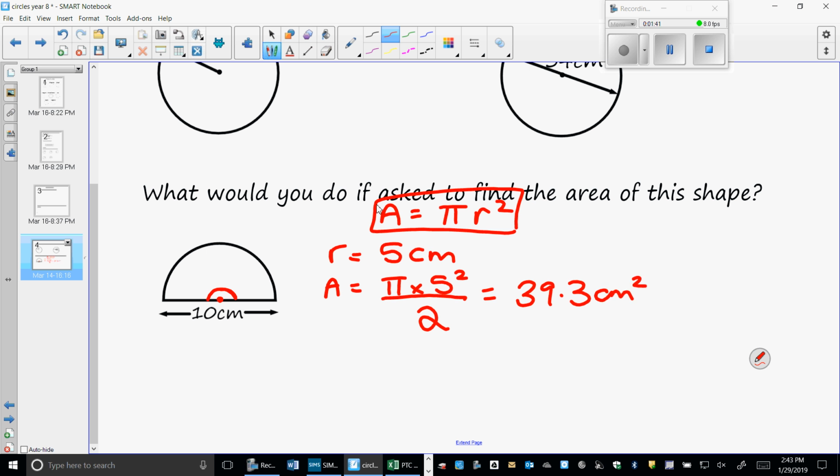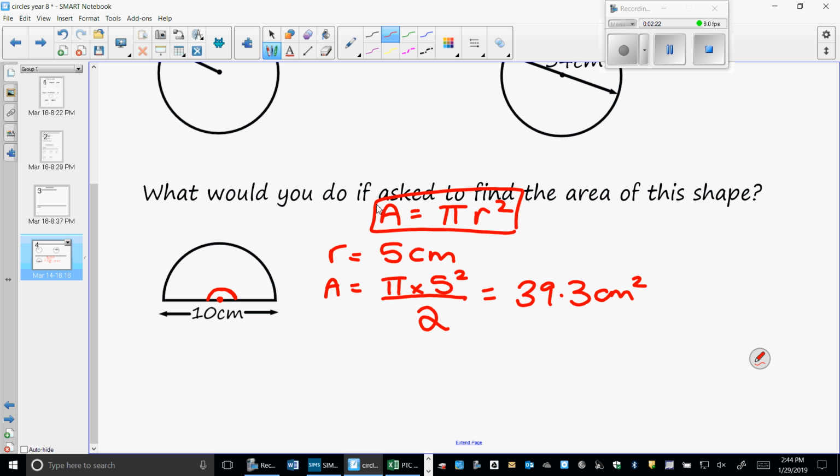Right, that's nice and straightforward because it's half a circle, and it's the area. Now, if we were talking about the perimeter of a shape, Sarah, what does the perimeter of a shape mean? The perimeter is the outside. It's like the circumference. It means the distance outside, yes? Yes, so it would be the distance all the way around the outside of this shape.